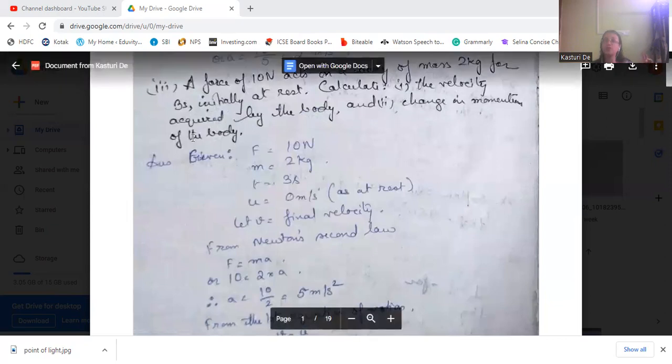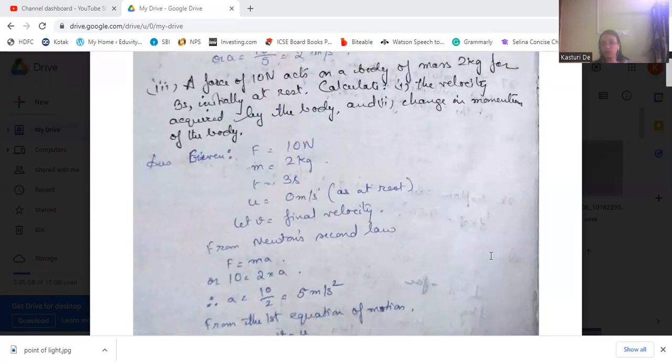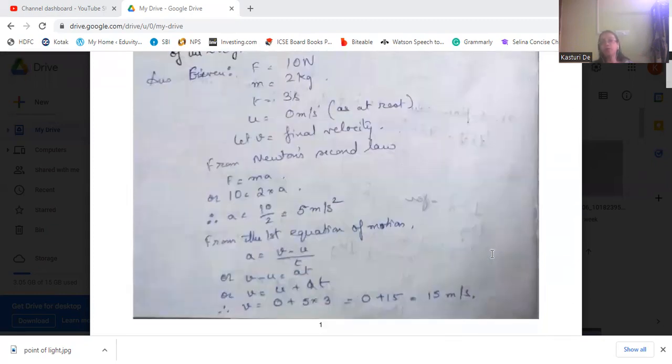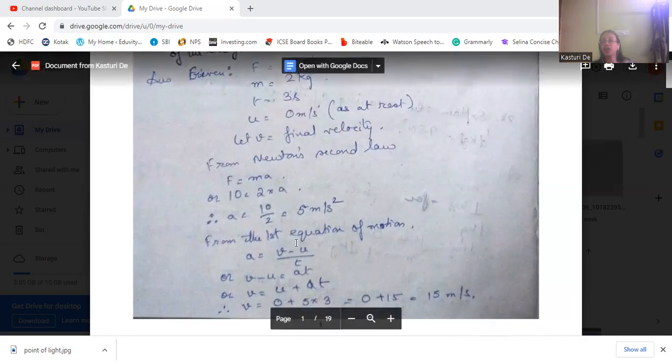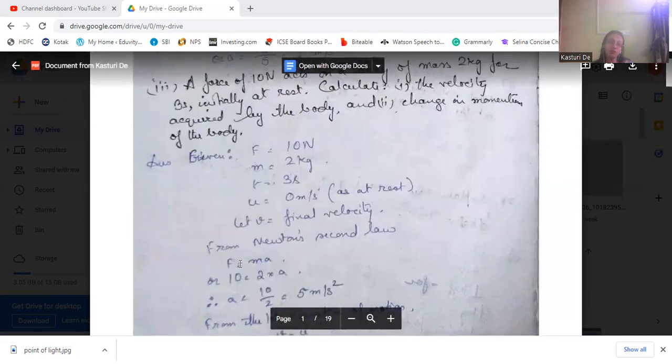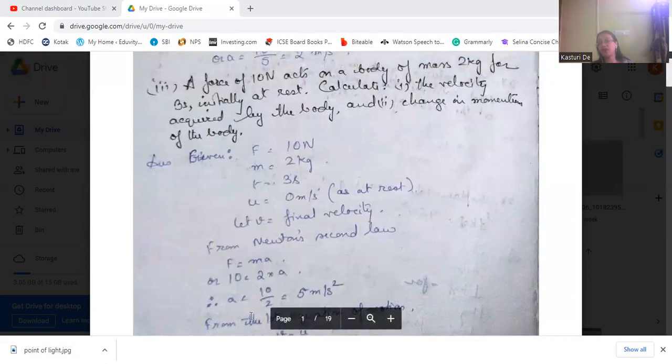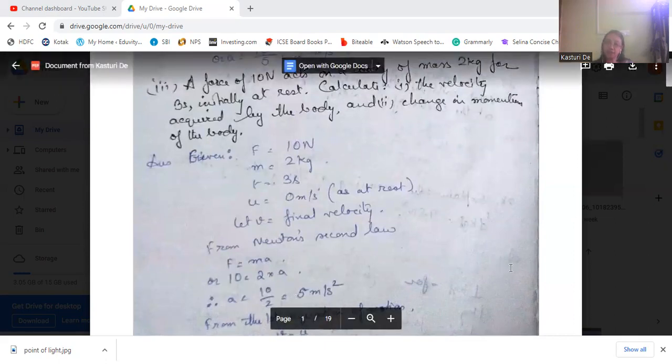First part of the question is to find the velocity which is acquired by the body. So final velocity we need to find out. From Newton's second law, we know that force is equal to mass into acceleration. So acceleration we can find out, since force is given and mass is given. So acceleration will be equal to 10 by 2, that's 5 meter per second square.